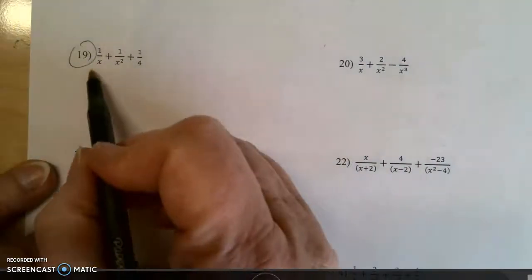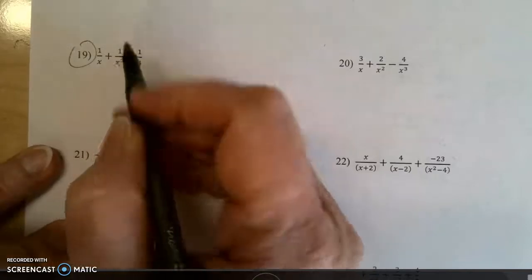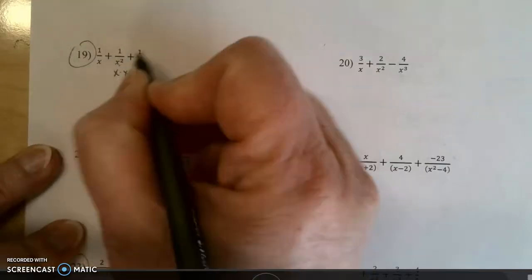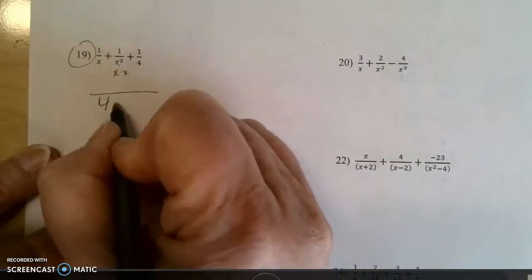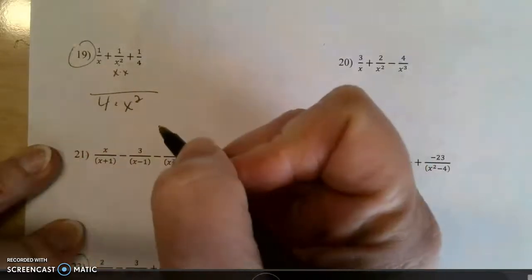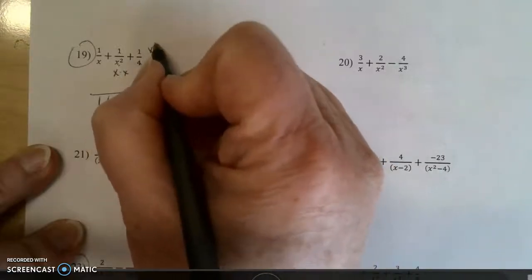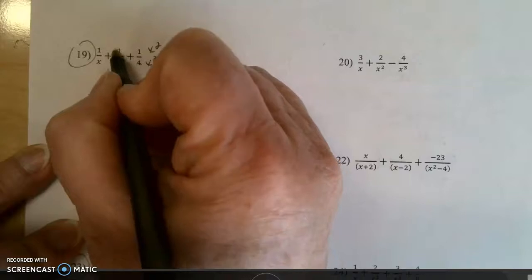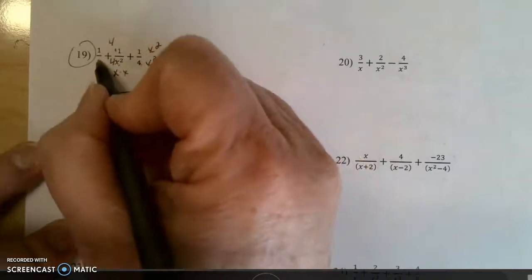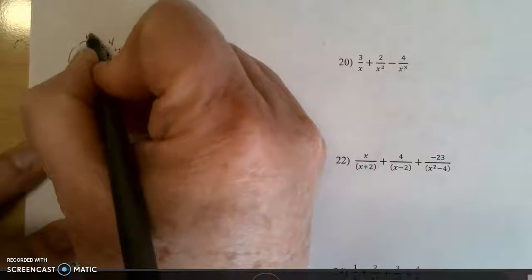Sometimes it gets hard when I don't have factors. So I need an x squared. That's x times x, and I need a 4. So my denominator is going to have a 4 times x squared. So this 4 needs x squared. This x squared needs a 4. This x needs both a 4 and an x.